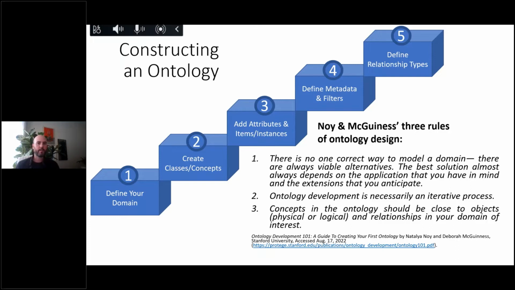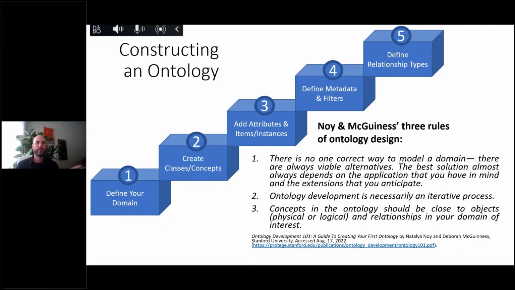Building your own ontology has a lot of similarities to building a product information hierarchy. So you're going to be defining your domain of knowledge. You're going to be creating the classes or concepts which can go into your ontology. You're going to be adding attributes, items, instances. You're going to be defining metadata or filters or facets. You're going to be defining the relationship types.